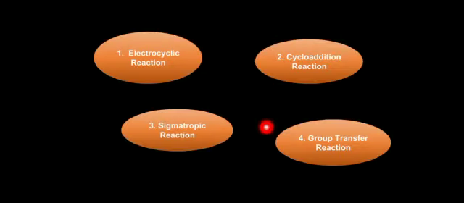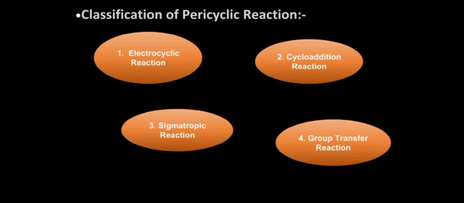Now look at another aspect, the classification of the pericyclic reaction. The pericyclic reactions are classified into four types. First one is the electrocyclic reaction. In this type of reaction, the intramolecular cyclization of conjugated polyenes takes place under thermal and photochemical conditions, which gives the cyclic product. The second one is the cycloaddition reaction, the reaction in which two unsaturated compounds react, forming one cyclic product.